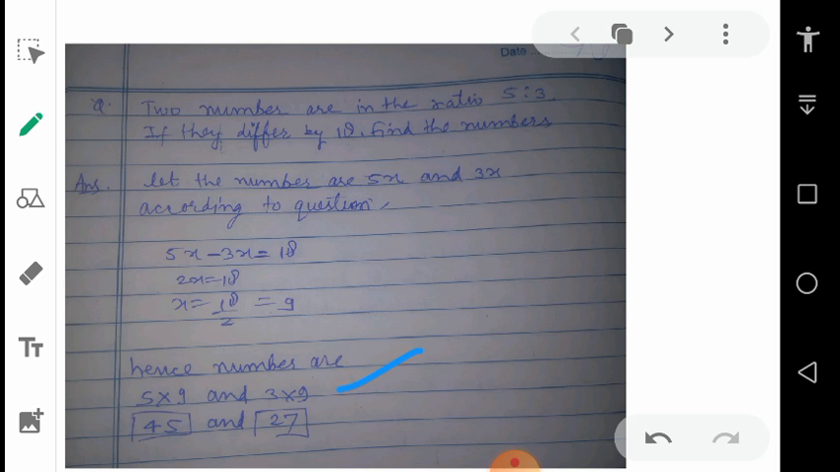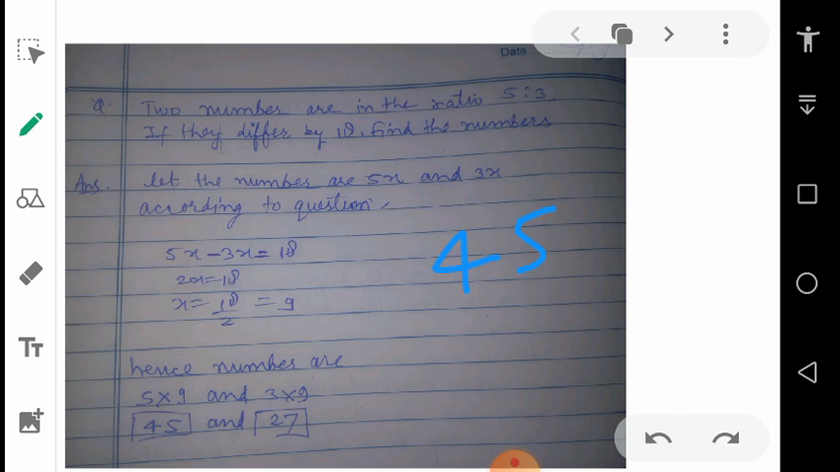As I told you, we can cross check it. So how to cross check? Just find the difference of them, because in the question the difference is given, that is 18. So 45 and 27, if we find the difference, it becomes 18. All right, the difference is correct.